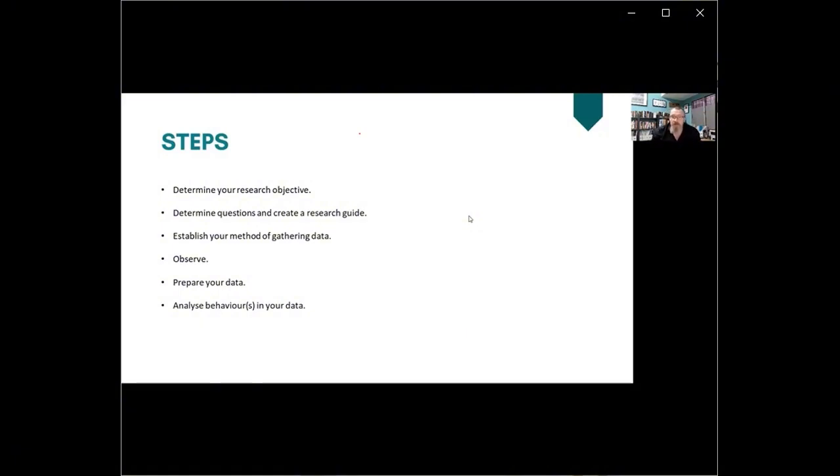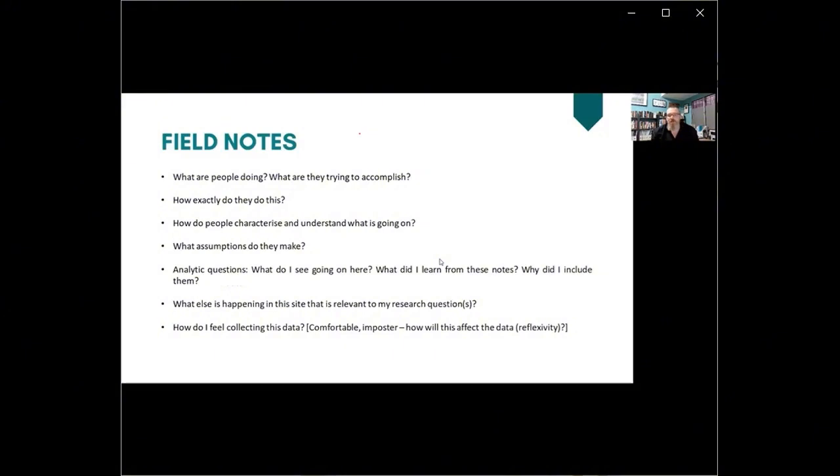We then observe, we prepare our data, and then we analyze the behavior within it. Now, preparing the data and analyzing the behavior is definitely the harder thing, but it's not really what we want to talk about too much today, sorry. Let's move into field notes.